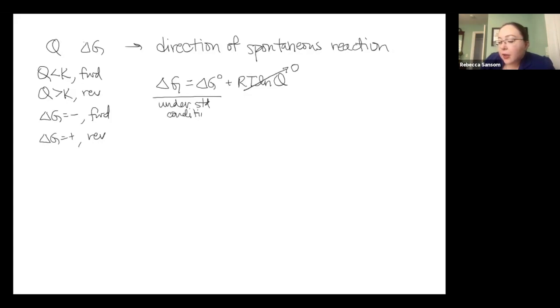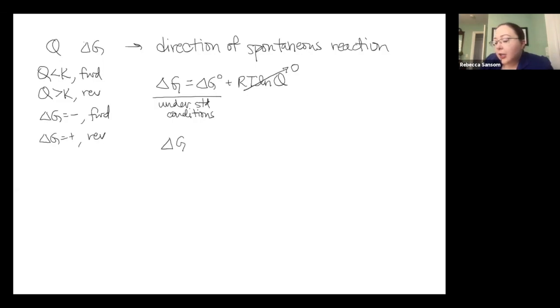And again, standard conditions are going to be 298 Kelvin, although sometimes that's not totally true. We kind of adjust for that sometimes. And especially the thing we want to watch out for is 1 molar of all aqueous solutions and 1 atmosphere of all gases. Okay, now what about if our system is at equilibrium?